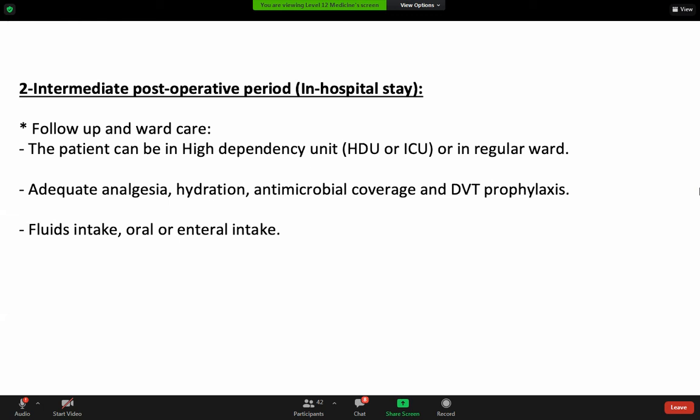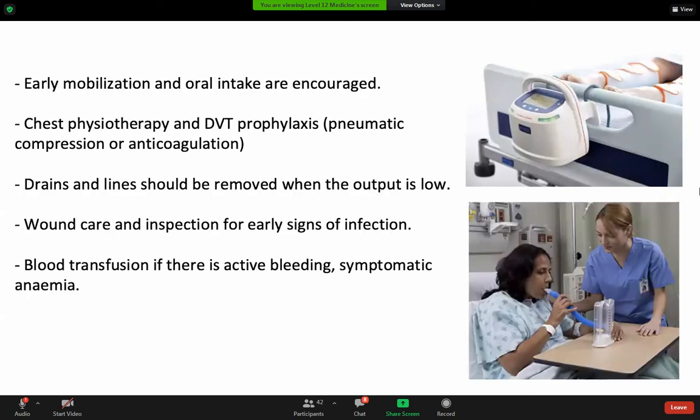During this period, the patient should get good analgesia, hydration, antibiotics, and DVT prophylaxis, with good oral intake. Early mobilization is very important. Chest physiotherapy is very important to prevent chest collapse, which we will discuss shortly, and pneumonia. DVT prophylaxis is also very important, which we will discuss later in the vascular lectures: pneumatic compression and anticoagulation.